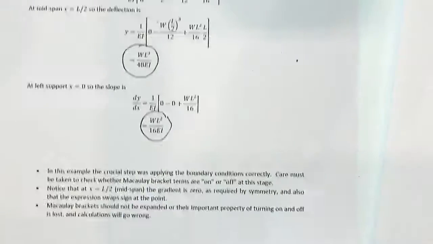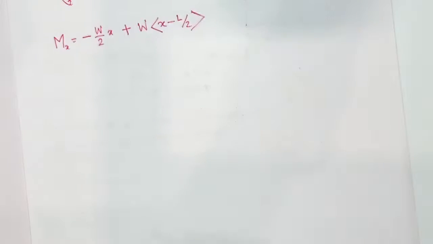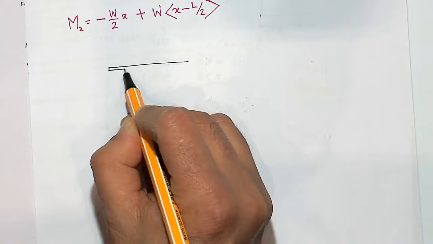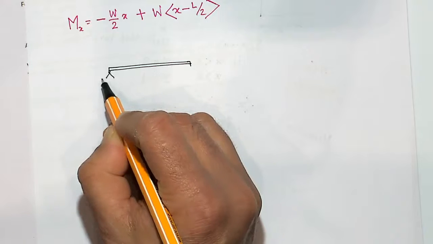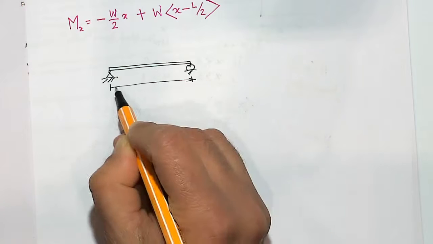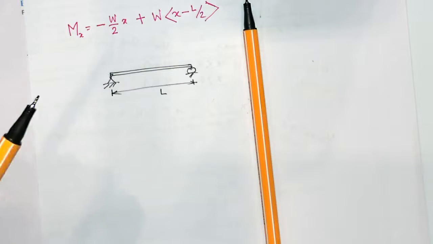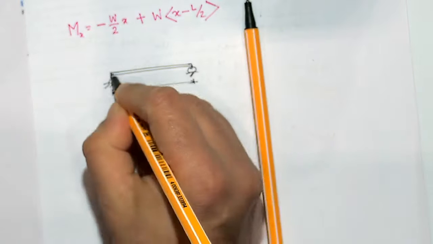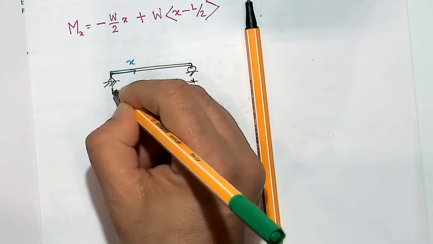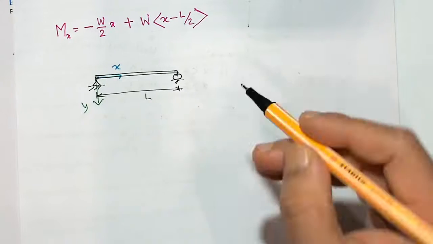Now I'll show you a few other cases just to check whether you can appreciate the boundary conditions correctly. Let's say I have got a beam which is like this, and let's say this is L. As usual, I'll take x as the horizontal direction from the left, and y vertically downward. Can you tell me what the boundary conditions are in this case?